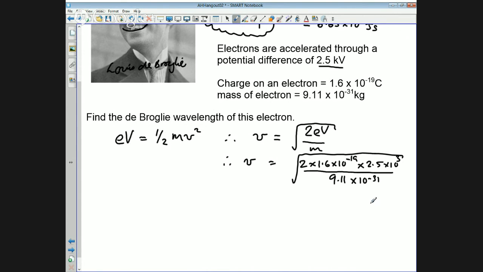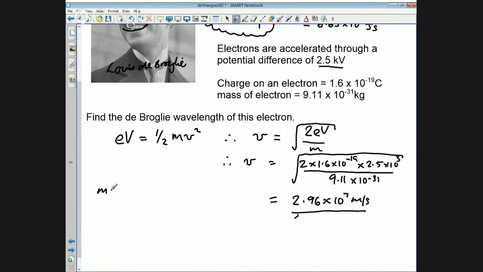Now if you do that calculation, hopefully it's not going to be relativistic. It's not going to be anywhere near the speed of light, not even a tenth of it. So we do the calculation, we end up with 2.96 times 10 to the power 7 meters per second. So we've got the speed of the electron. If we have the speed of the electron, we can find its momentum.